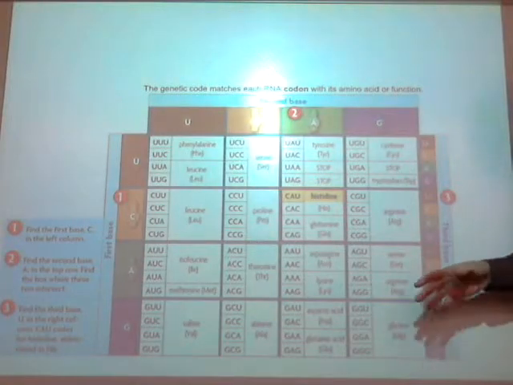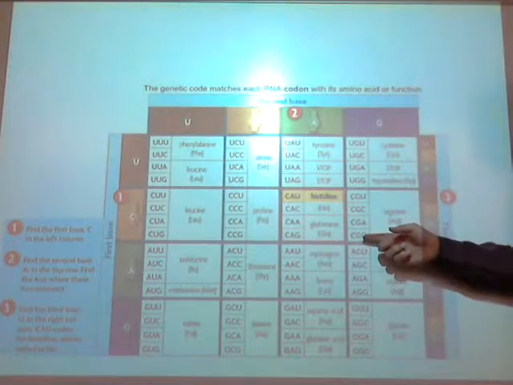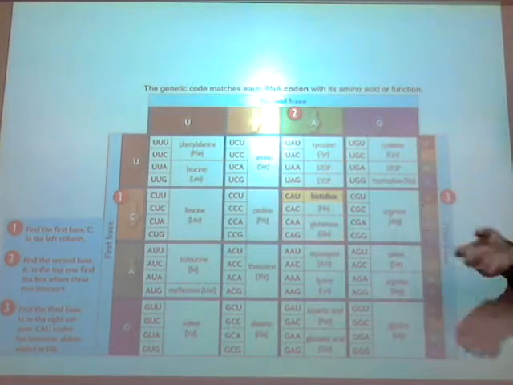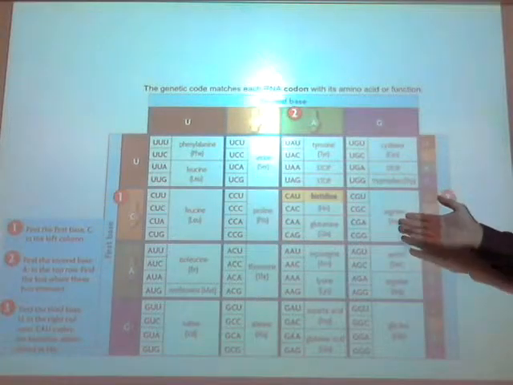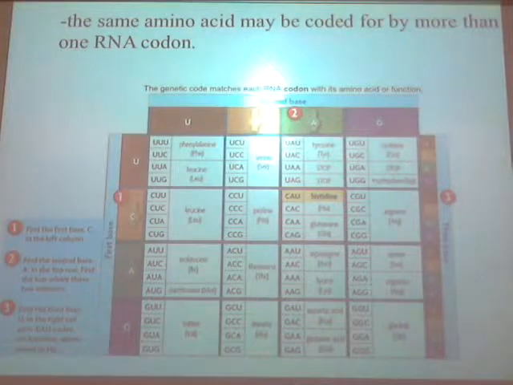For example, notice all those started with CG. So you can replace the last one with a U, a C, an A, or a G, and that CG is really what told it. So if there was some other mistake there, it would still give you the right amino acid. So the same amino acid may be coded for by more than one RNA codon. That helps to protect from errors in your transcription and translation process. If there is a small error, it may not cause you any problems.